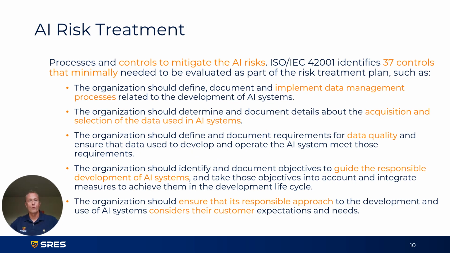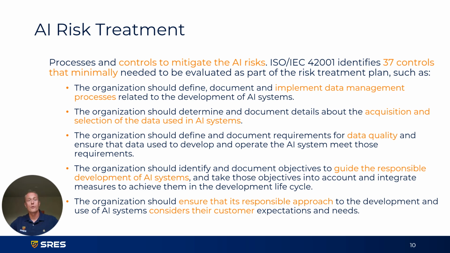Now, what is the AI risk treatment? Well, these are our processes and controls that we establish to mitigate these AI risks. Now, within the 42001, it identifies at least minimally 37 controls that we have to evaluate as part of our risk treatment. We can add more, but the standard provides us these 37.